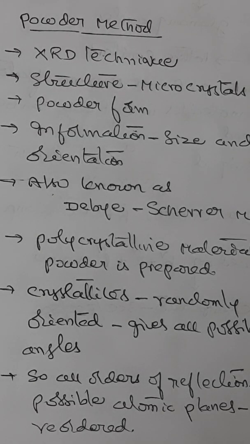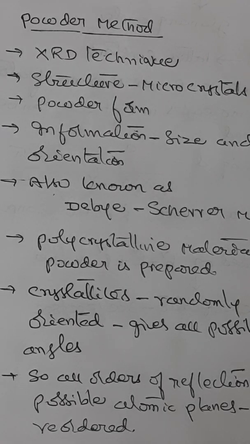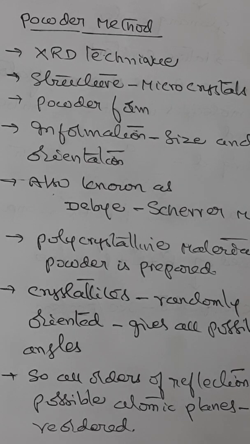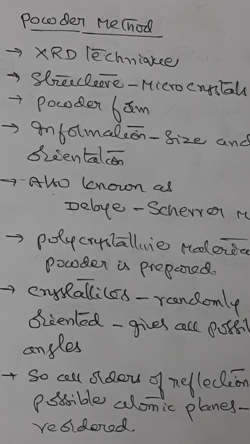This powder method is yet another method of X-ray diffraction technique which is generally used to study the structure of tiny crystallites, which are called microcrystals. Microcrystals are nothing but very small crystallites, more or less in the form of a powder. So the powder method is an X-ray diffraction technique used to study the structure of tiny crystallites, otherwise known as microcrystals in the form of a powder.